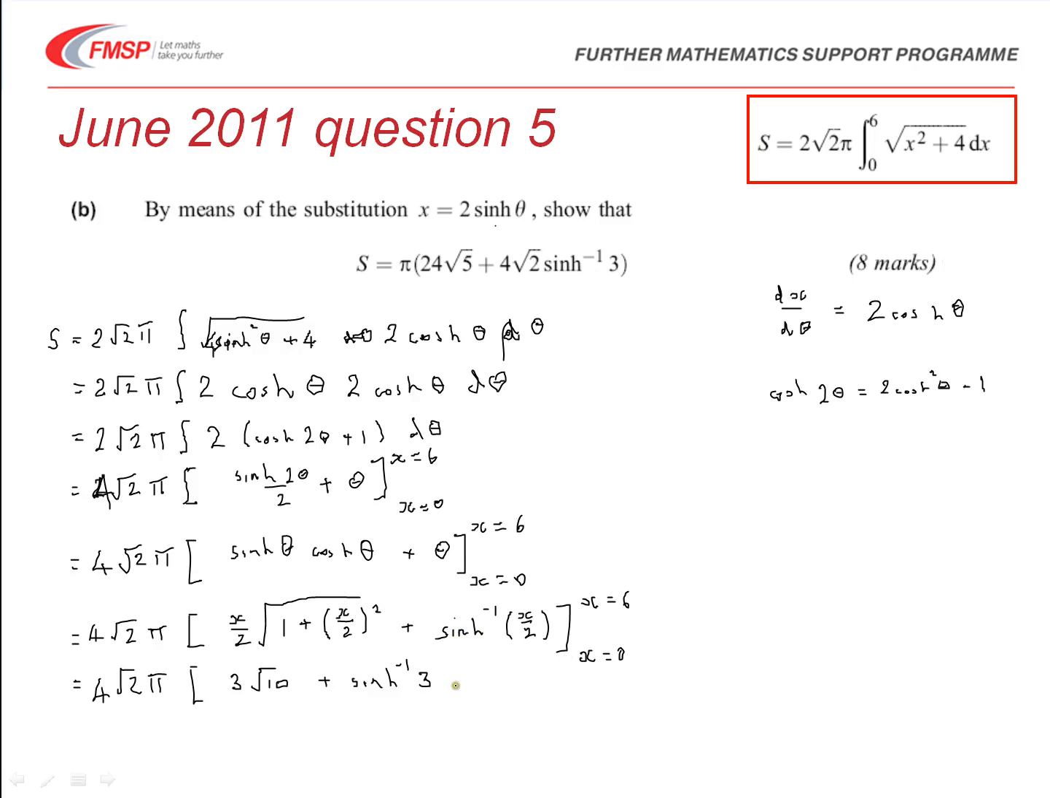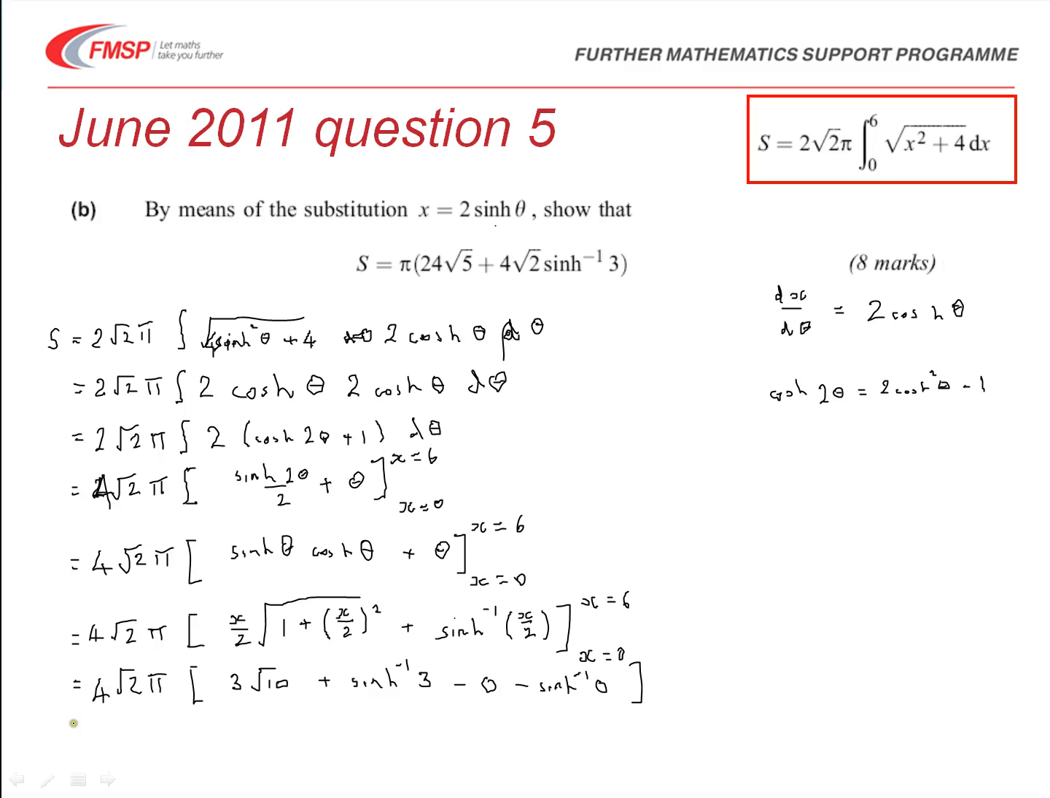Put 0 into the first part and we get minus 0. Put 0 into the second part and we get sine to the minus 1 of 0, which you should know from the shape of the graph, which looks a bit like an x cube sort of a graph. It goes through 0.